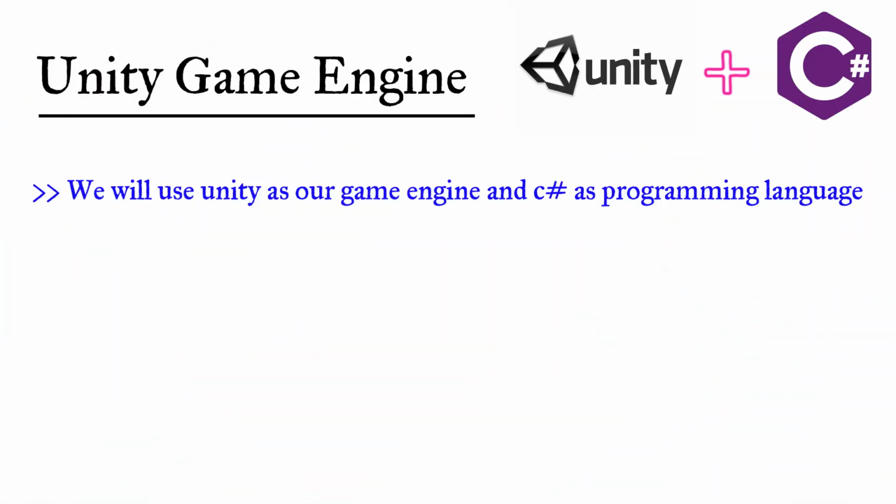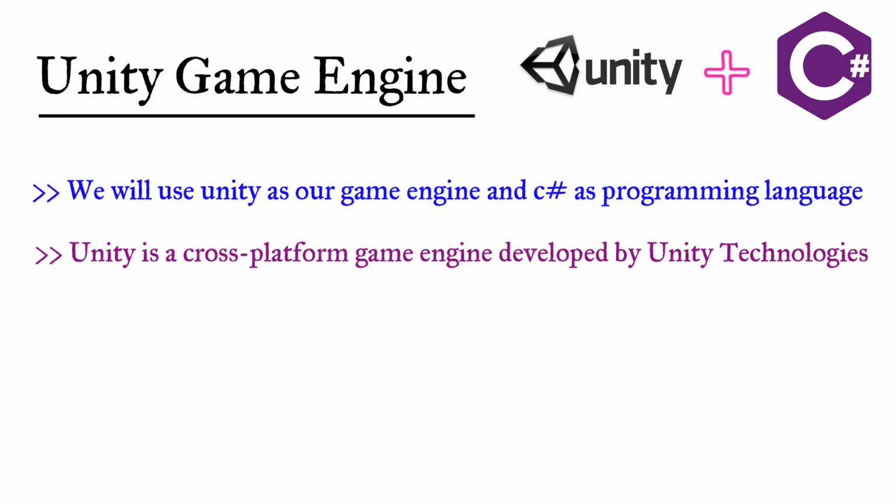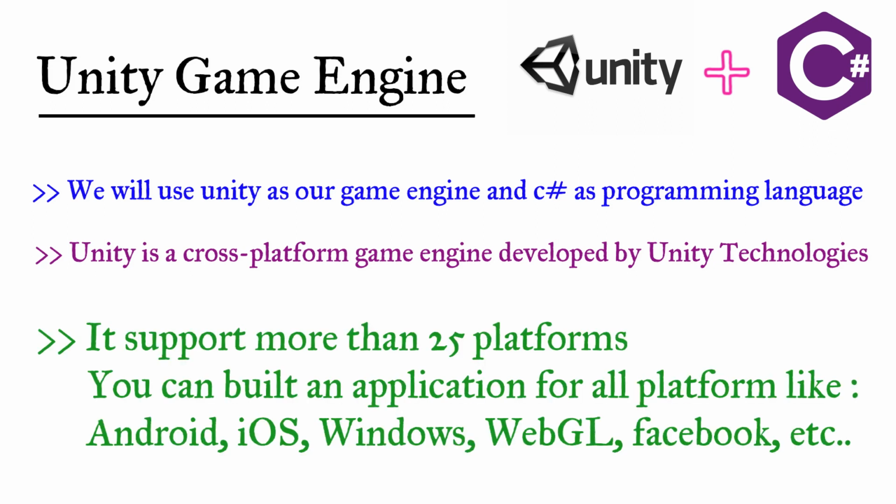Throughout the course we will use Unity as our game engine, and C# as our programming language. Unity is a cross-platform game engine developed by Unity Technologies. Unity Engine has been extended to support more than 25 platforms. Which means we can build the application which was made in Unity for all other platforms such as Android, iOS, Facebook, WebGL etc.